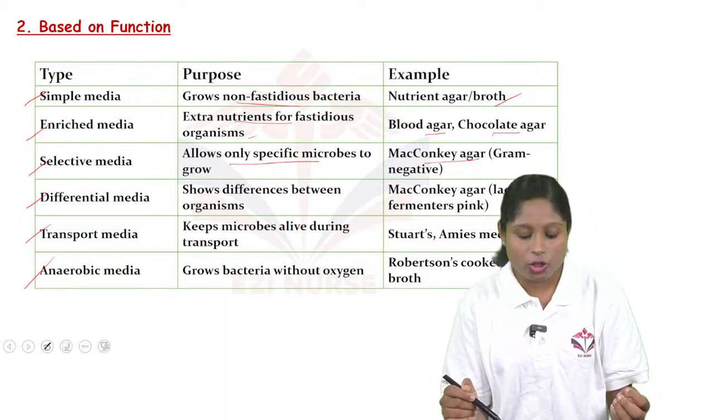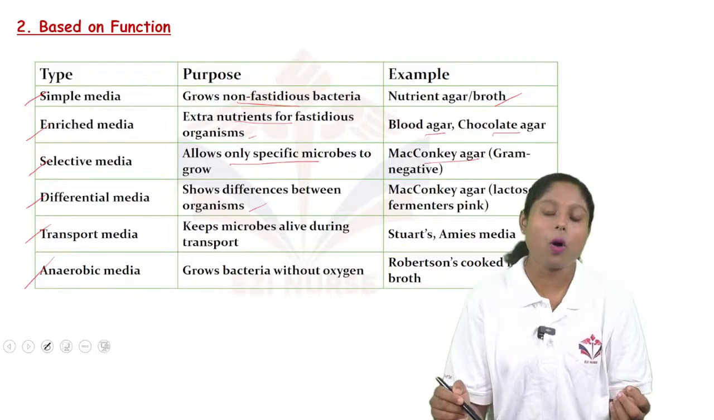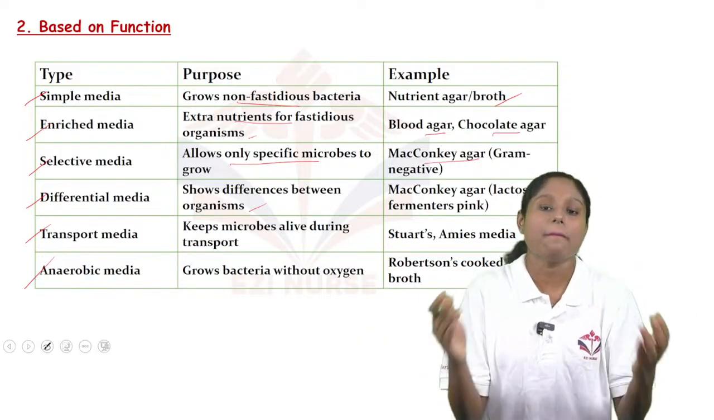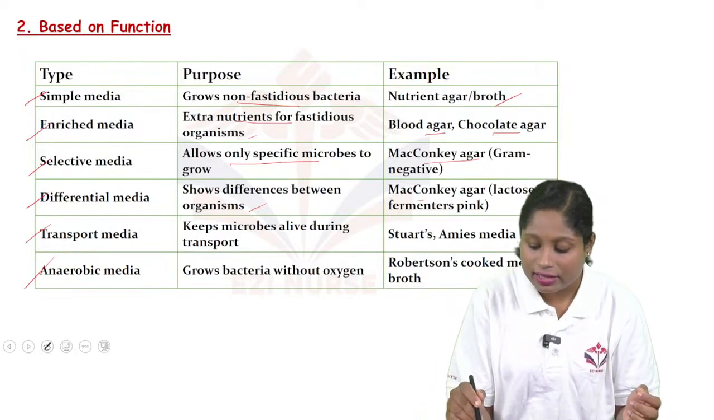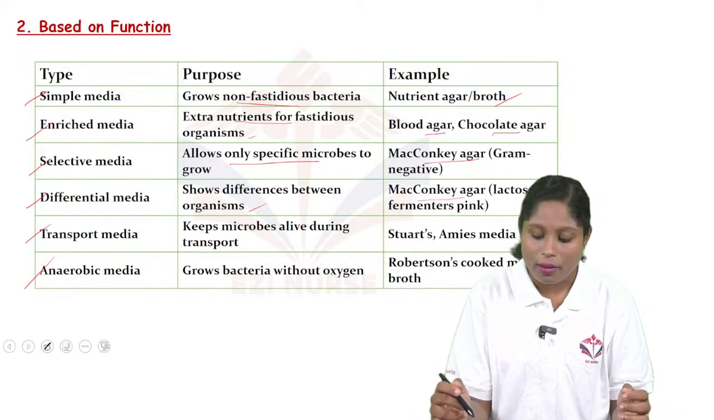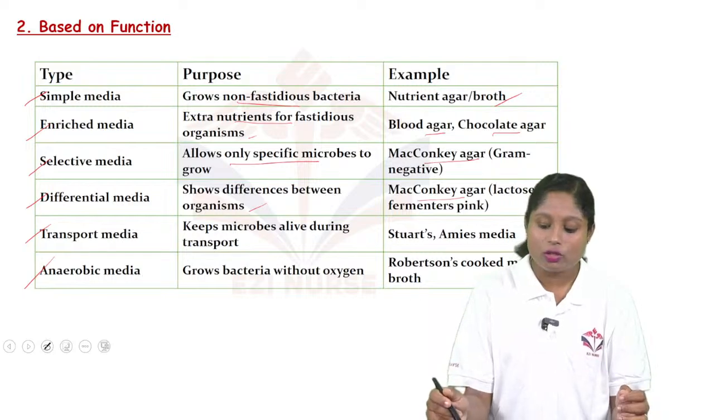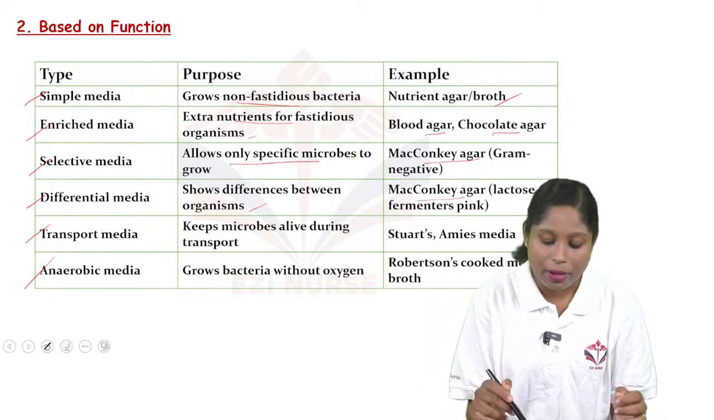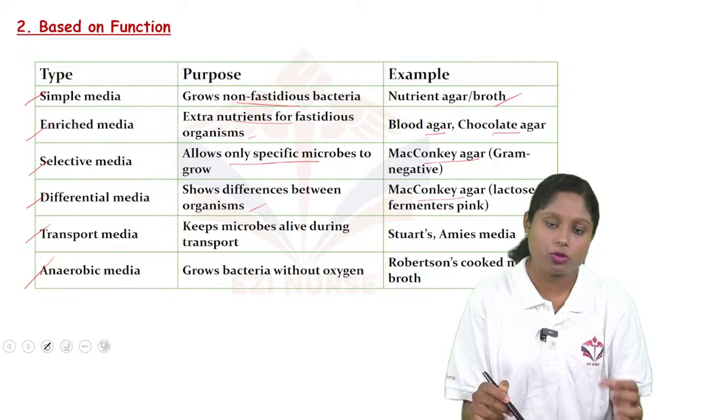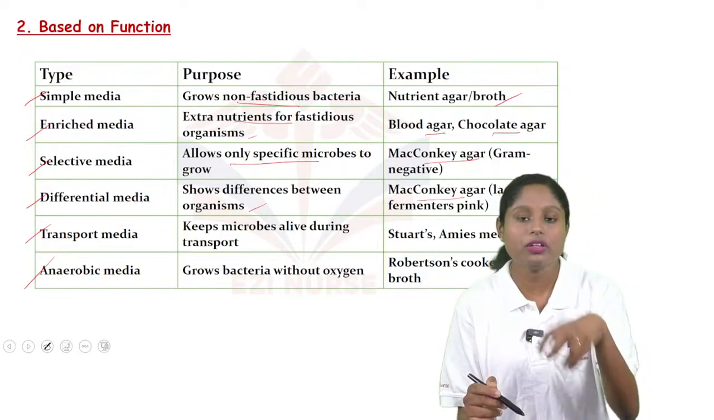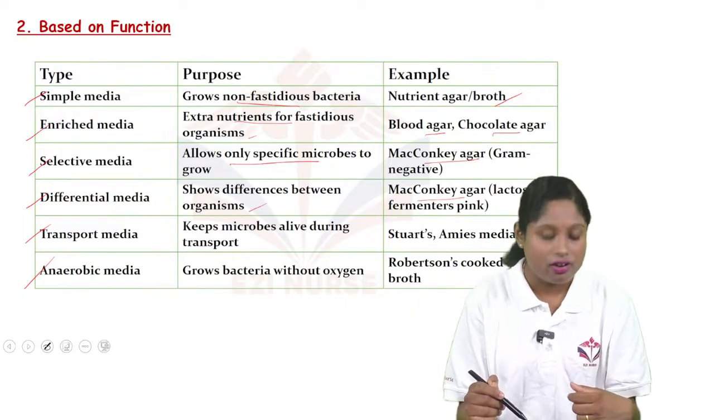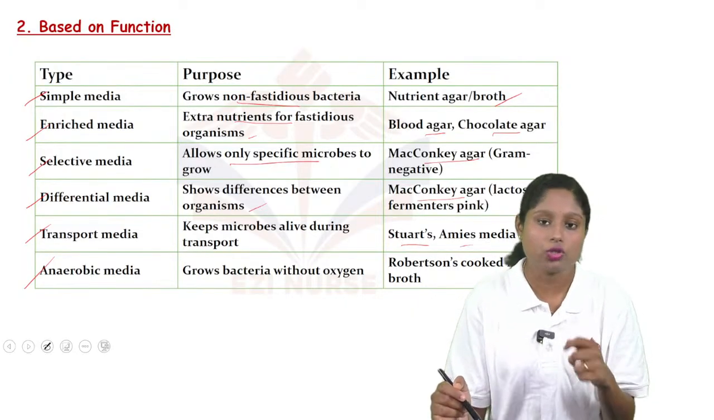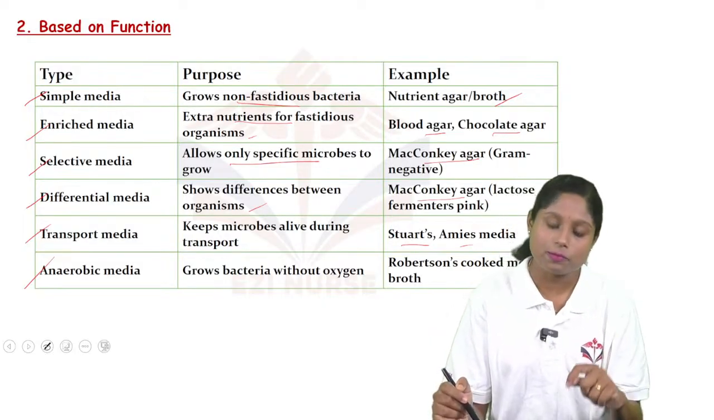Next is differential media, which shows the difference between organisms. In this culture media we are able to see the difference between the microorganisms. For example, MacConkey agar, where lactose fermenters appear pink. Next is transport media, which keeps microbes alive during transport. So it's used for keeping microbes alive while transporting. Stuart's or Amies media is an example of a transport media.